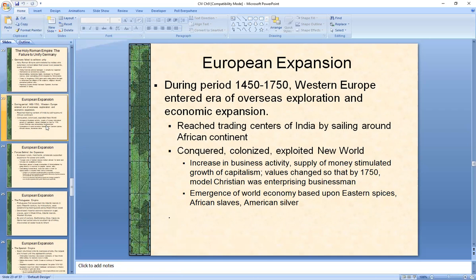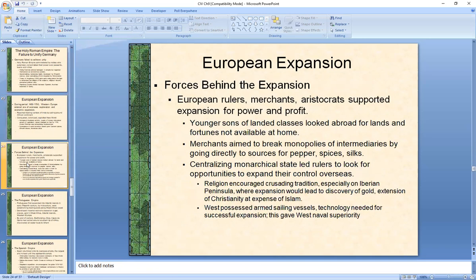So from 1450 to 1750, we're seeing a lot of overseas exploration and economic expansion. We have colonization and exploitation of the New World. So let's not forget that. Also exploitation of people based on the slave trade. So why did people want to expand? Why do we have people willing to go to an unknown world? I think I've mentioned it before in this class.